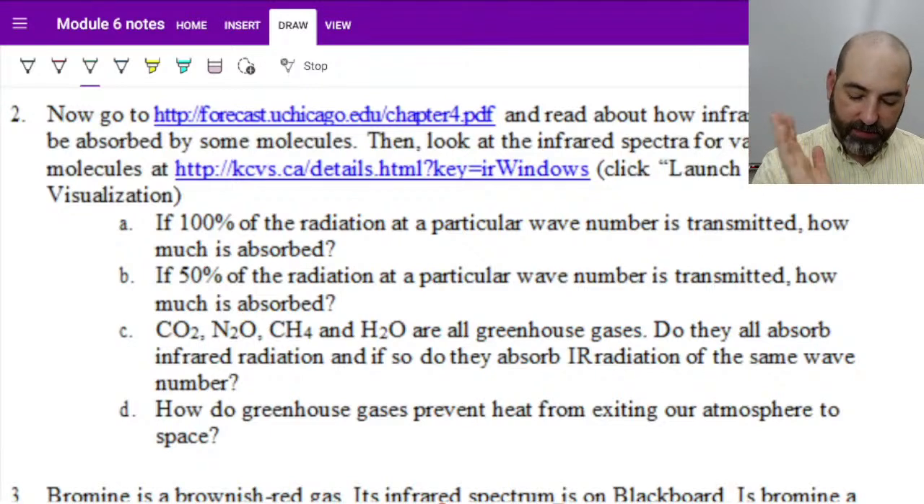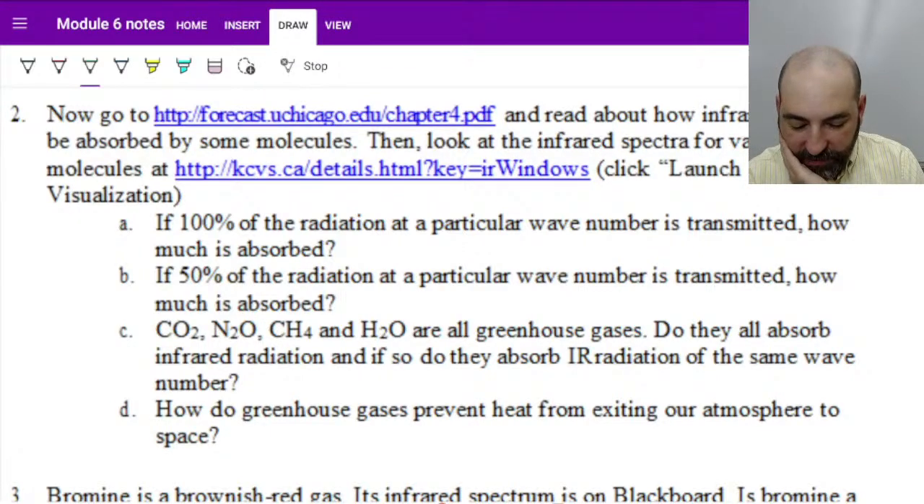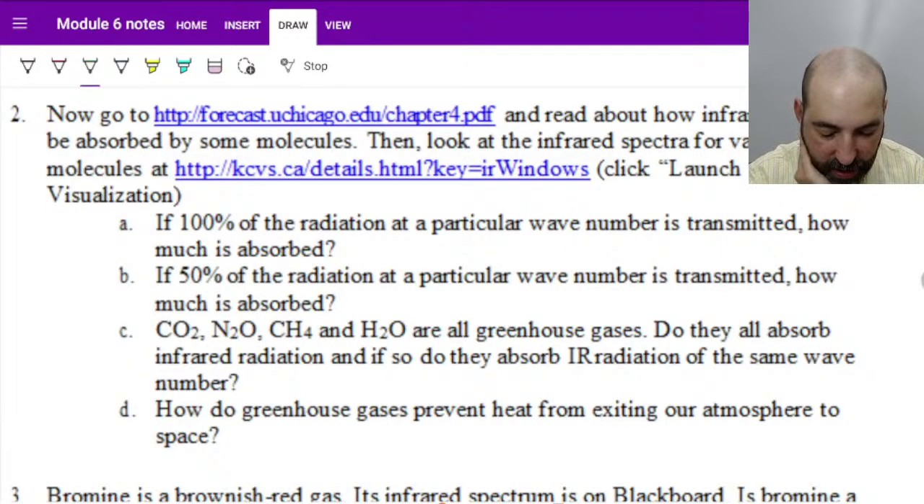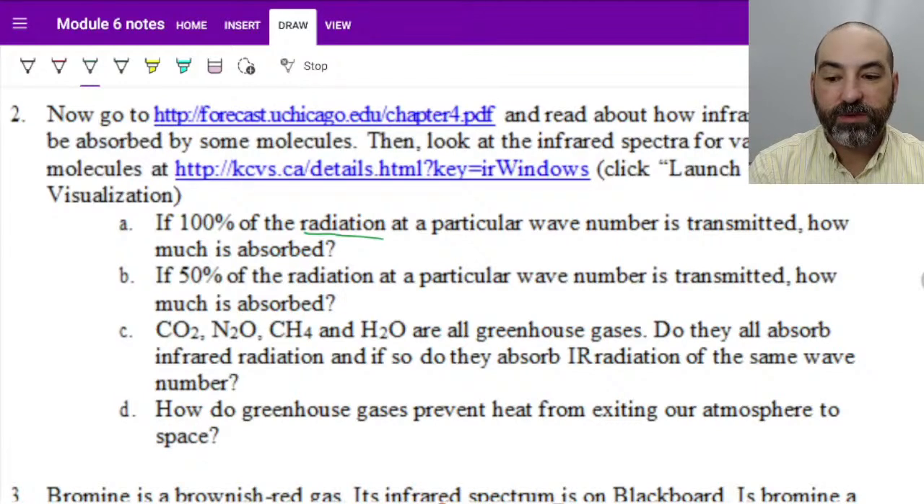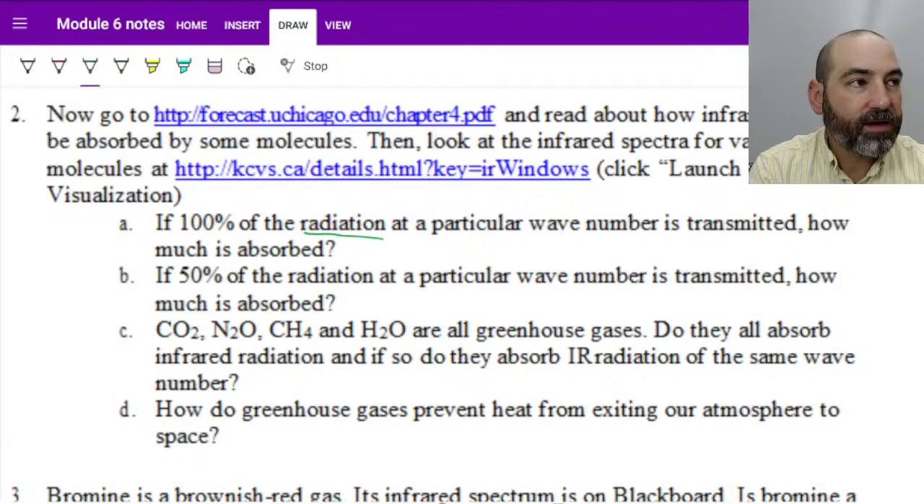Even not knowing anything about this stuff yet, if we look at A, if 100% of radiation at a particular wave number is transmitted, how much is absorbed? So you may not know what a wave number is yet. Remember, radiation is another term that we should probably mention. We often use it in terms of bad things. We talk about dangerous radiation, like nuclear radiation.